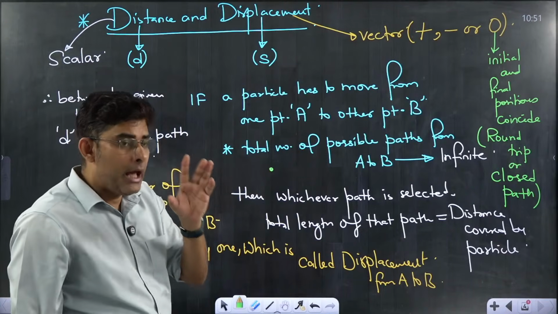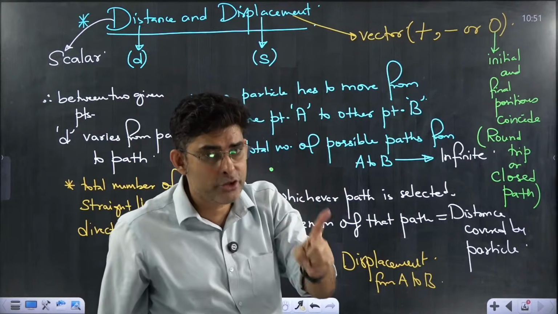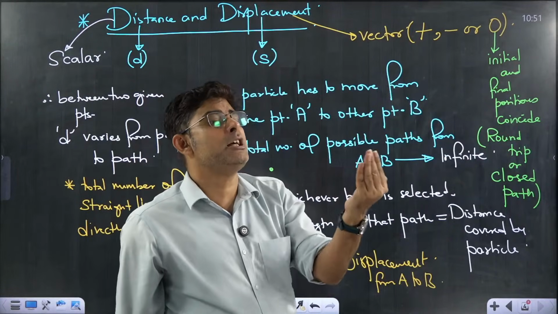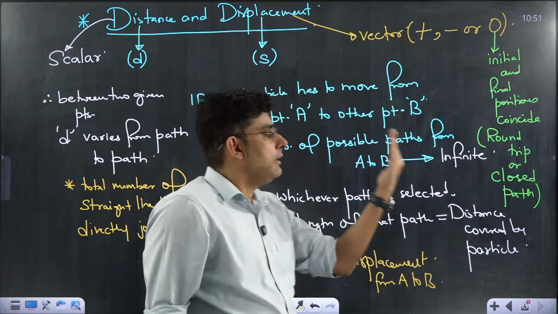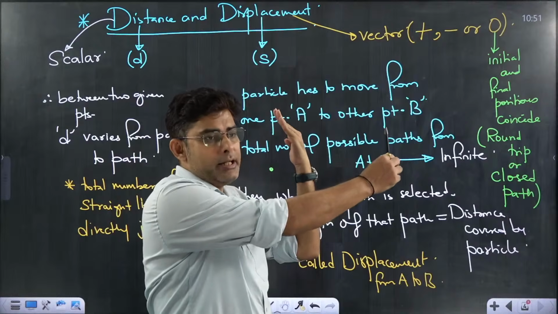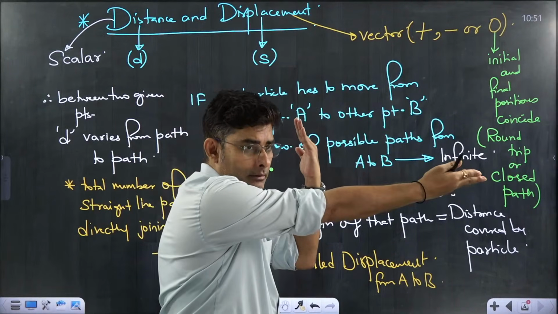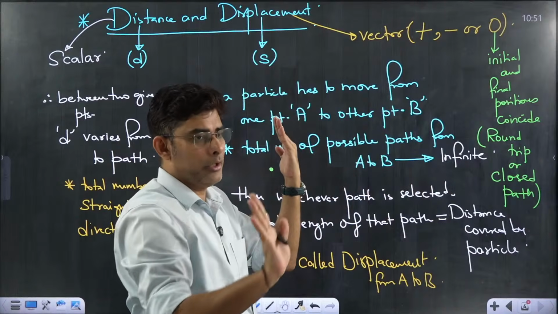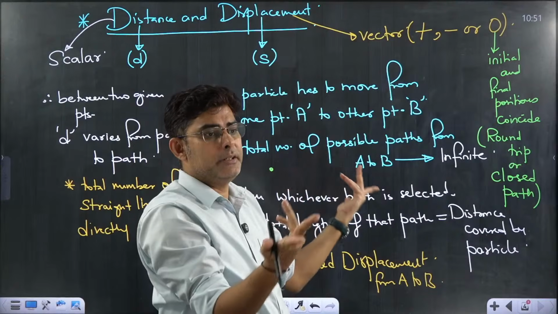So when we have to say that displacement is positive or negative, we always should know what the initial direction is, where you are starting. If your final position is on that side, you will say displacement is positive. If your final position is on the opposite side, you will say displacement is negative.